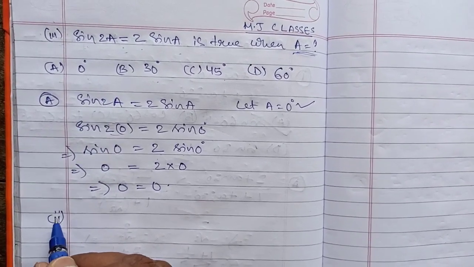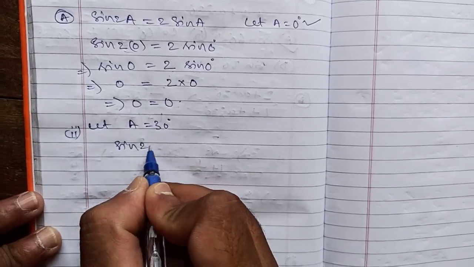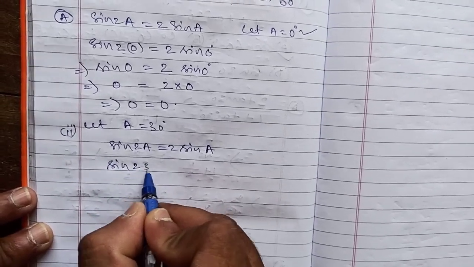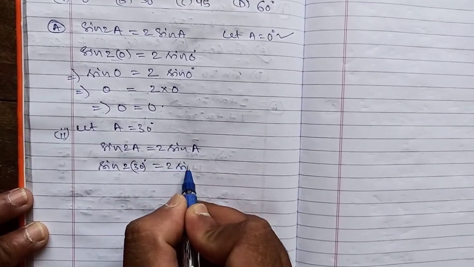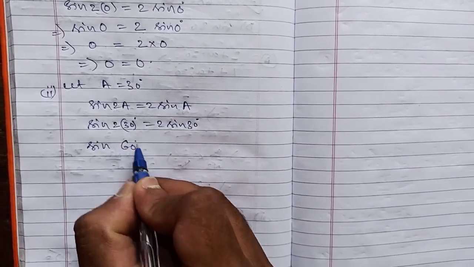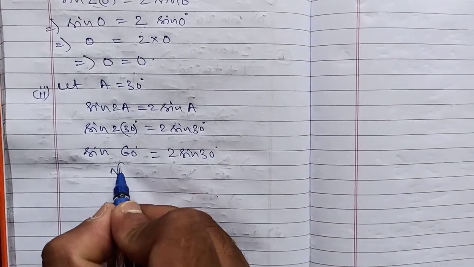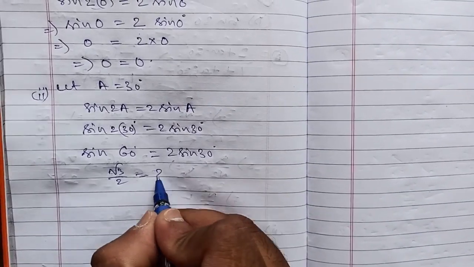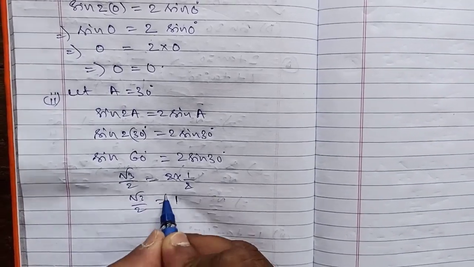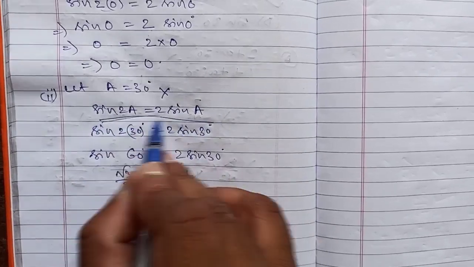Now the second value, let a equal 30 degree I am taking. Sin 2a equals 2 sin a: sin 2 into 30 degree equals 2 sin 30 degree. Sin 2 into 30 is sin 60 degree, which is root 3 by 2. 2 sin 30 degree, sin 30 degree is 1 by 2, so 2 times 1 by 2 is 1. Is it equal? No, that means a equals 30 degree is not satisfying this condition.